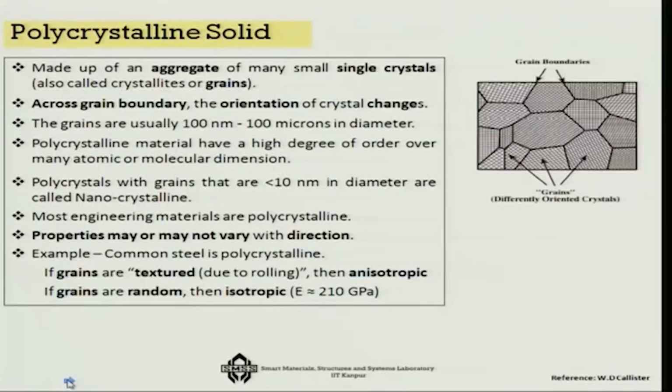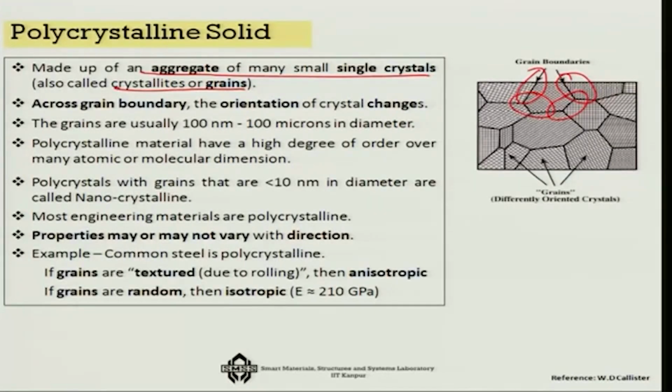Now, let us come to the polycrystalline solids, because this is much more practical, because there are always impurities in a material. As I have mentioned here, they are aggregates of many small single crystals. They are also called crystallites or grains. If there are grains, then there will be grain boundaries, which will be responsible for the deformation behavior, the stiffness and many other properties like the electrical properties, the resistance, etc. Everything depends on the grain structure and the grain boundary.